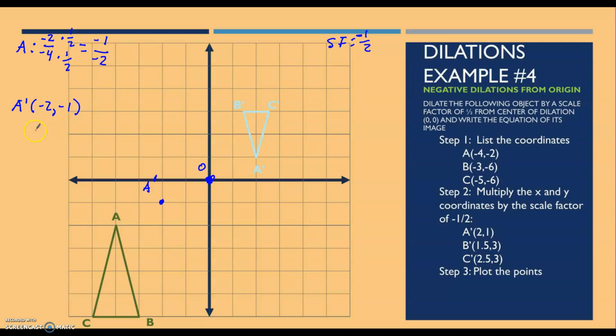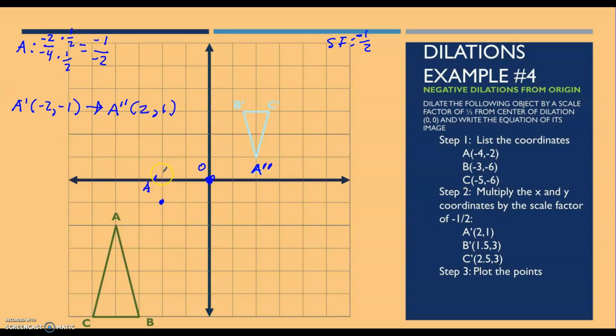Now the only thing that's left to do is to multiply by -1. So I need to multiply both the x and the y coordinate by -1. And that's going to give me A double prime, +2, +1. So I multiply both the x and the y coordinate by -1 to get +2, +1. And that'll give me point A double prime. Right.